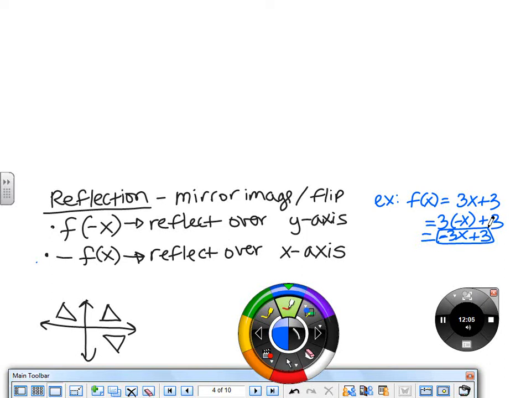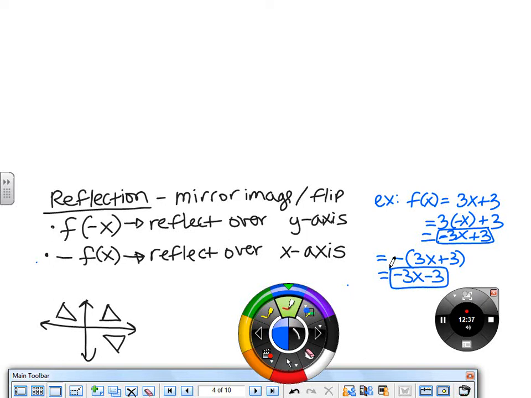If I want to perform a reflection over the x-axis, then what I would do is apply the negative to the whole entire function after it's already been used. It's not just being plugged in where x is. So what that would look like is a negative being applied to the entire 3x plus 3, which then looks like negative 3x minus 3.